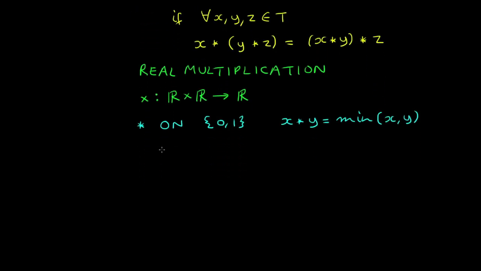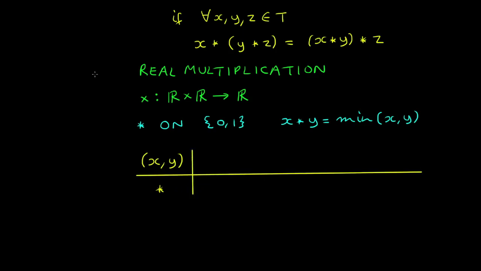So if we represent this using a function table, we have our ordered pair x, y and our binary operation. So our possibilities of ordered pairs from this set is 0, 0, 0, 1, 1, 0, and 1, 1. So in this case, our binary operation, being the minimum of the two values, gives 0, 0, 0, and 1.